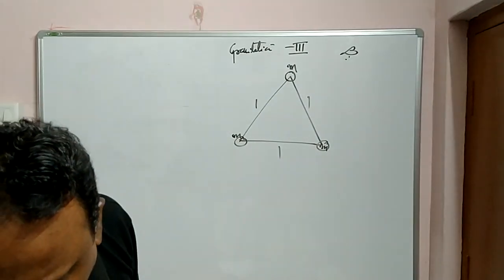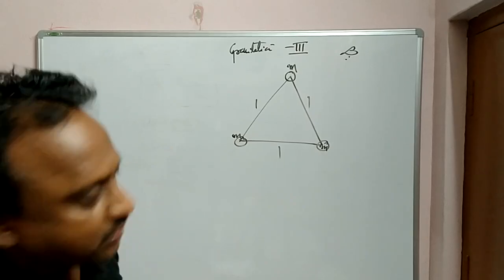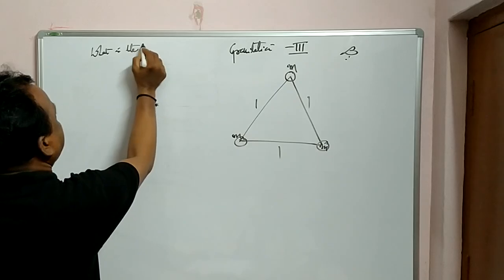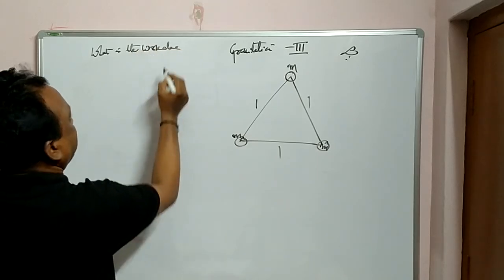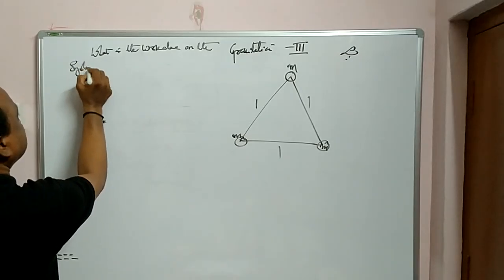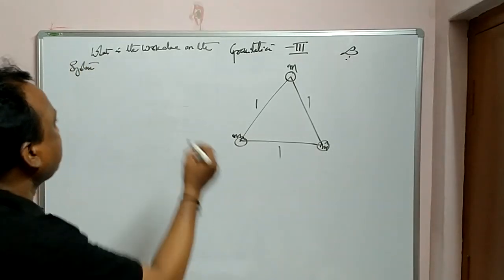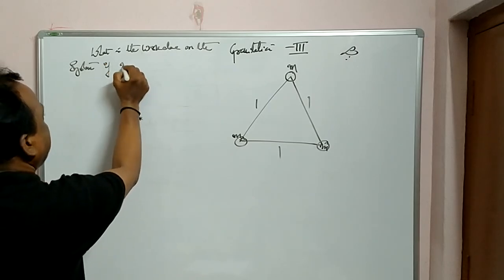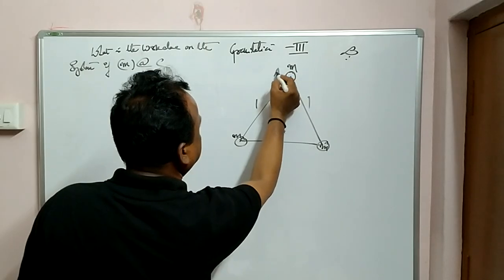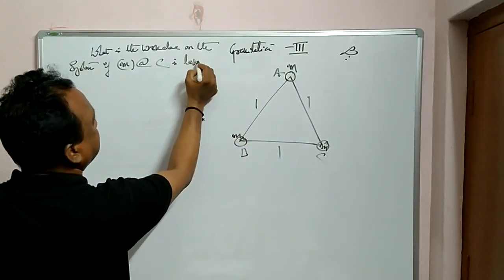The question goes like this. What is the work done on the system if the mass m at C, for example this is A, B, C, is taken to infinity?